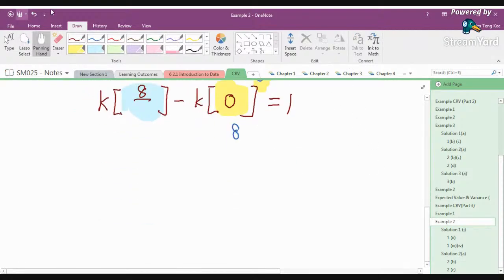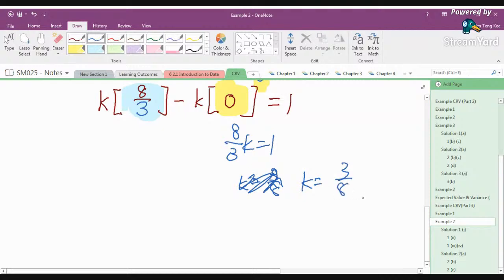So as a result, by the time I simplify, I find that I have 8 over 3 k. 8 over 3 k equals 1. So k equals 3 over 8. k equals 3 over 8. This is how I get my answer.